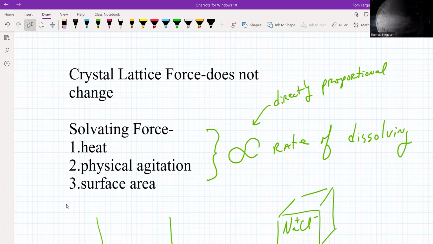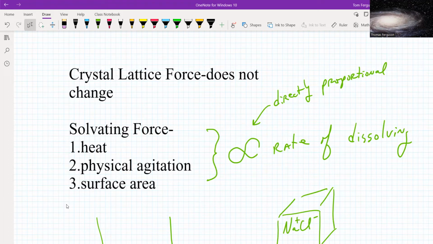And it's hard to predict. When we put sand in water in a beaker, what happens? Nothing. That's right, sand doesn't dissolve in water. So which is greater, the crystal lattice force or the solvating force? Crystal lattice force. That's right.